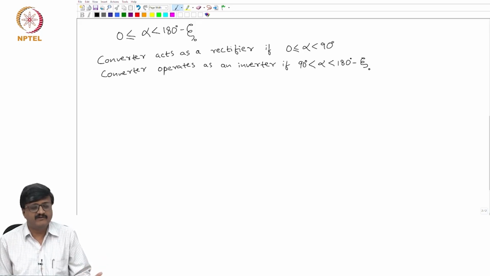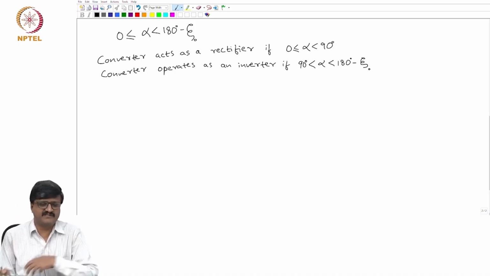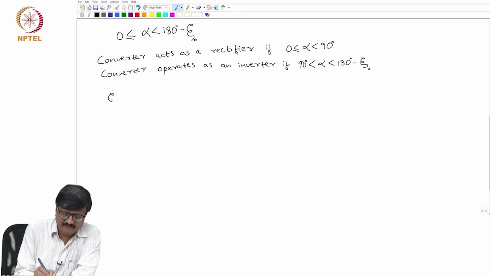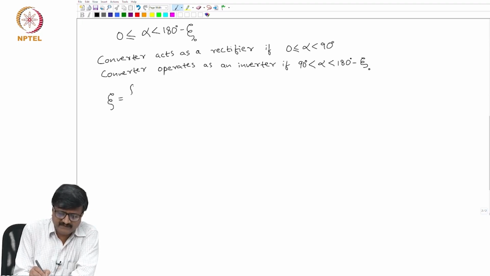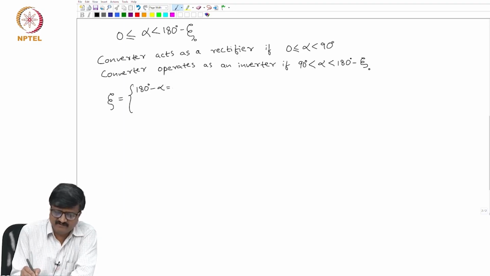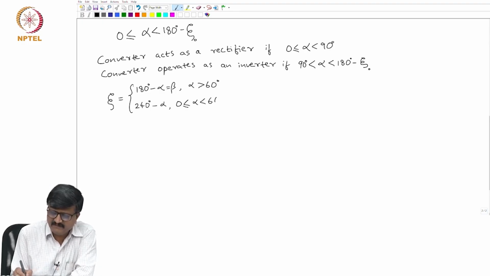Now coming back to the question of for what values of alpha the commutation margin angle expression is relevant: commutation margin angle is relevant only for which operation, rectifier or inverter? For alpha less than 60 degrees, we got two expressions for the commutation margin angle. Let me write that. The commutation margin angle has two expressions. Either it is equal to 180 degrees minus alpha, which is nothing but beta, or it is equal to 240 degrees minus alpha. The first expression is applicable if alpha is greater than 60 degrees, and the second is applicable for alpha between 0 and 60 degrees.